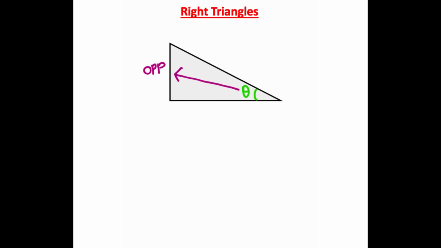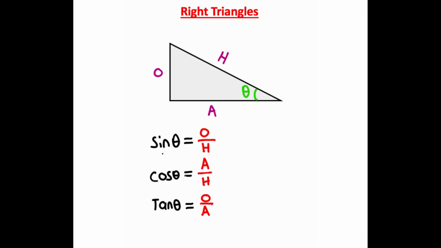The side opposite to your angle is the opposite side. The side next to your angle is the adjacent side. The longest side is called the hypotenuse, and you can calculate all of these using trigonometric functions. Now notice that the sine is the opposite over the hypotenuse. The cosine is adjacent over hypotenuse, and then the tangent is opposite over adjacent.